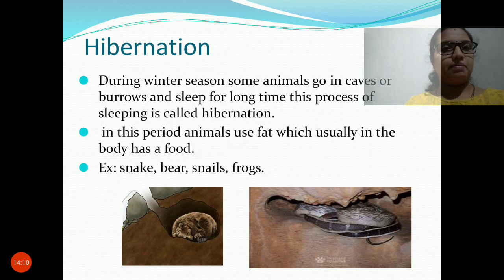We can observe how both animals are sitting like sleeping inside the caves and burrows. This process is called hibernation.